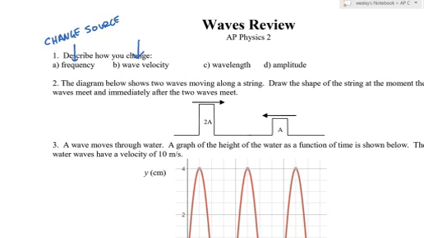In order to change the wave velocity, we have to change what the wave is moving through. We call that the medium. When we change the medium, the wave velocity changes.